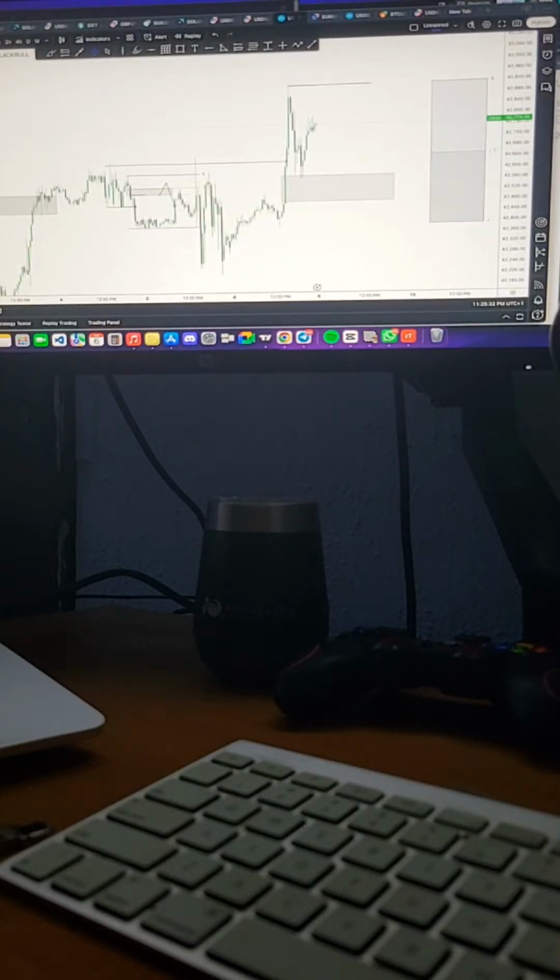So don't base it only on the lower time frame. If that's how you trade, you are going to get stopped out easily and so many times. So avoid doing that, avoid being liquidity.